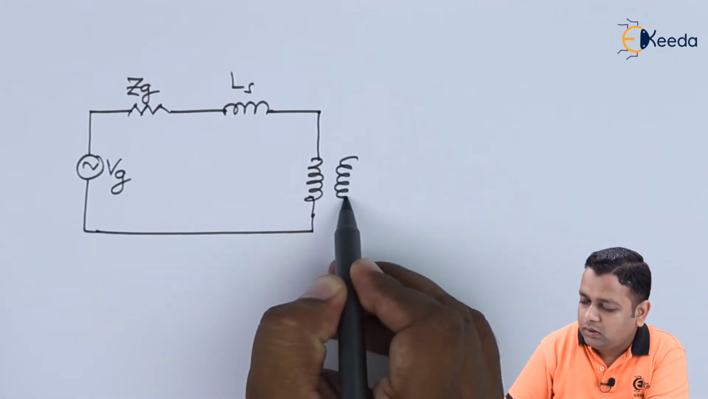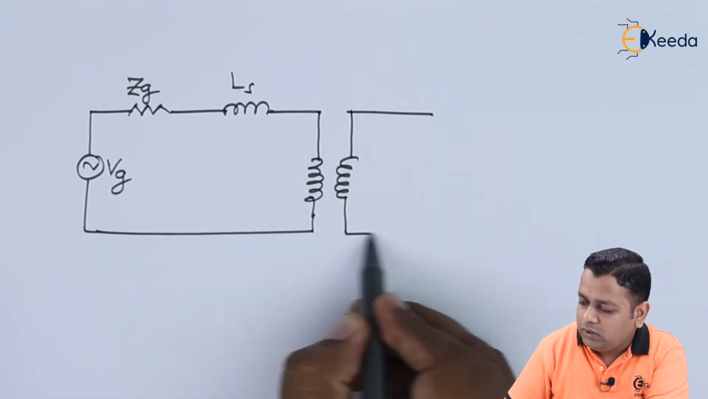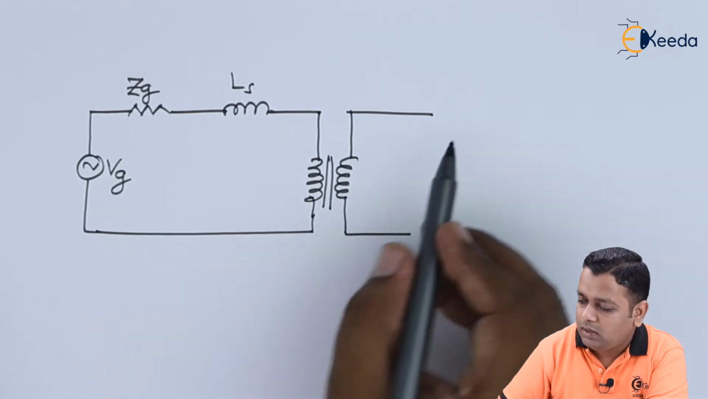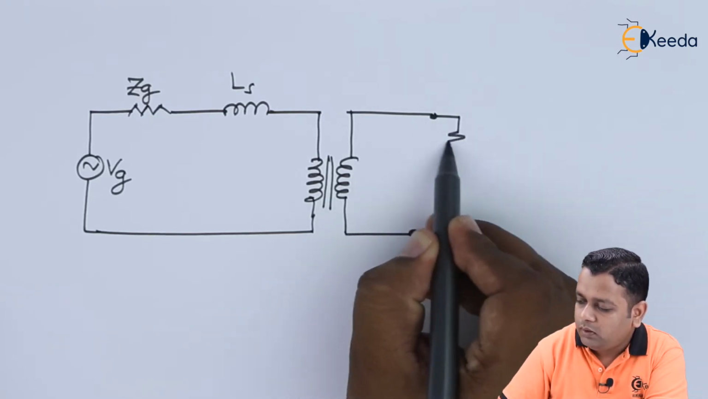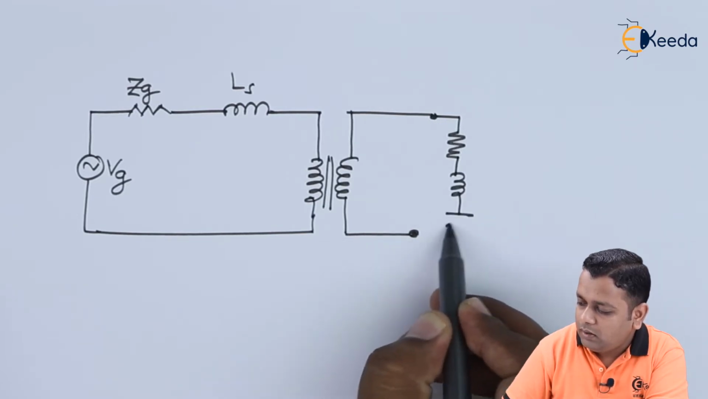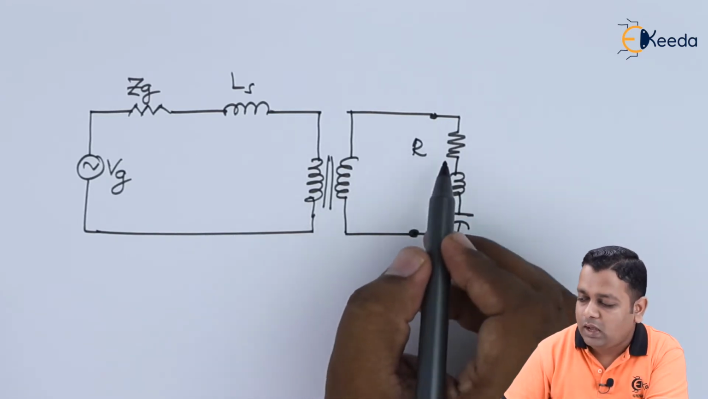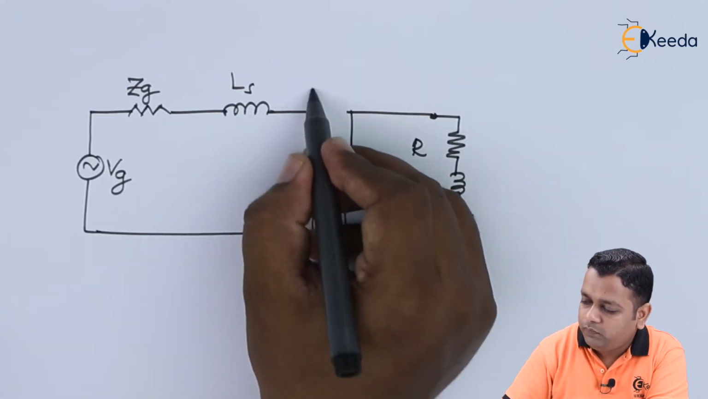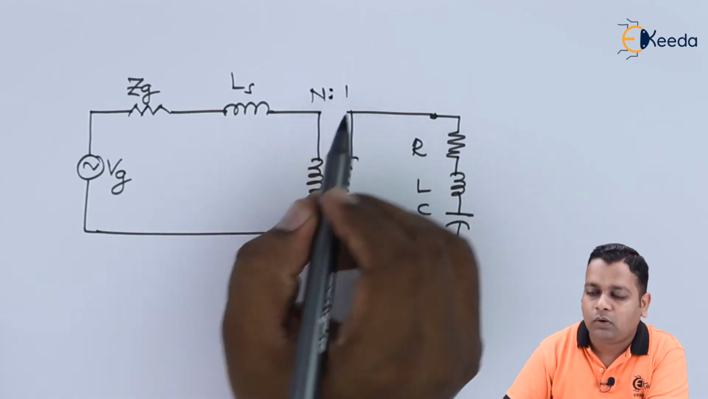This is the other turn on the other hand of the transformer, and this transformer will be connected at the other end to the load. The load will have a resistive component, an inductive component, and a capacitive component. So in general we represent it as capital R, capital L, and capital C. So this is the transformer. At ideal condition we can get an n:1 type of coupling here.